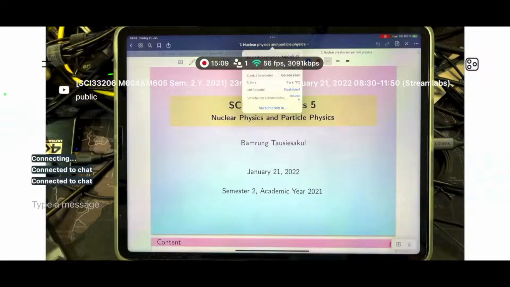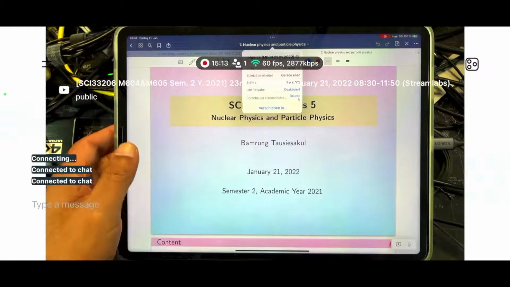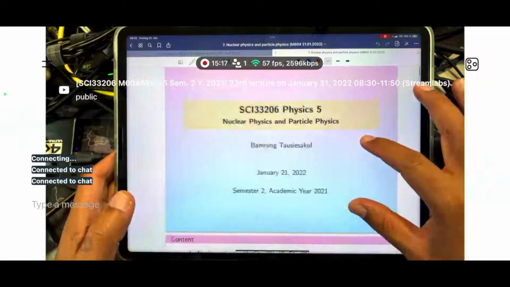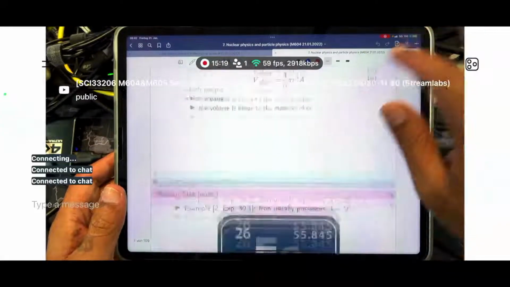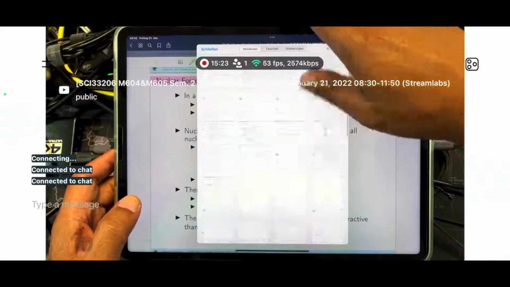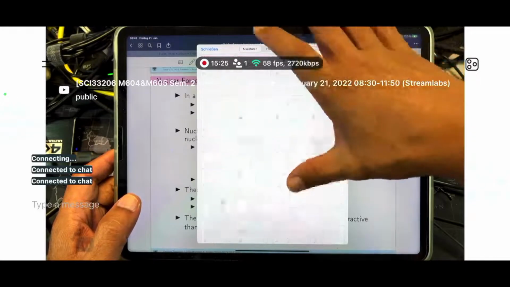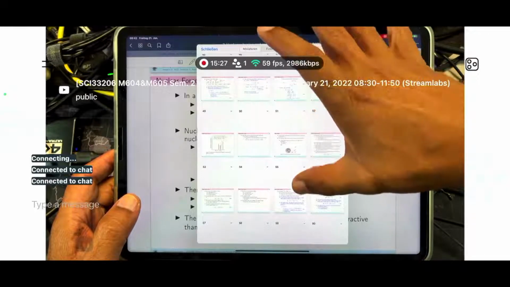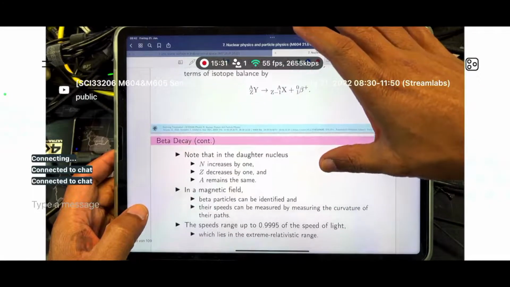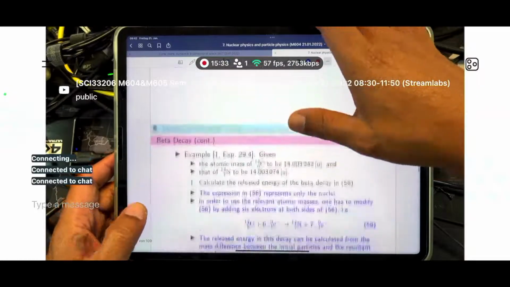This one is for M604, and today is 2020. Yes. For you in M604, right? We arrive somehow at the calculation of the beta, the beta decay.